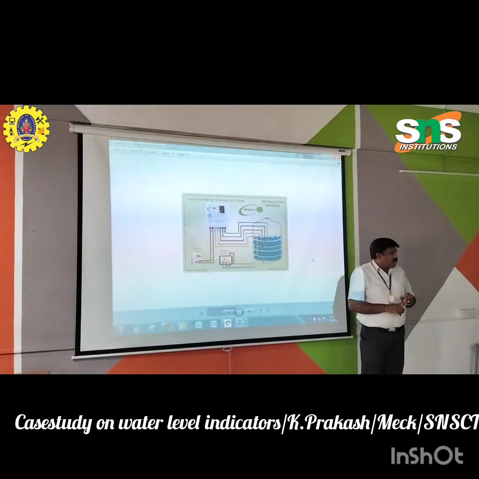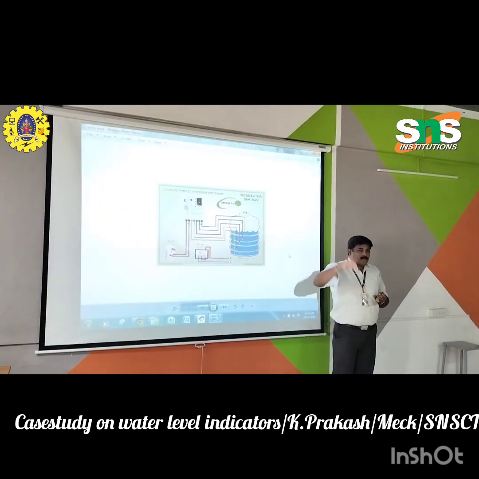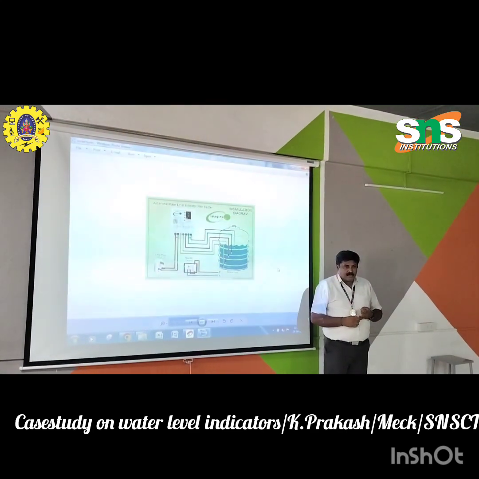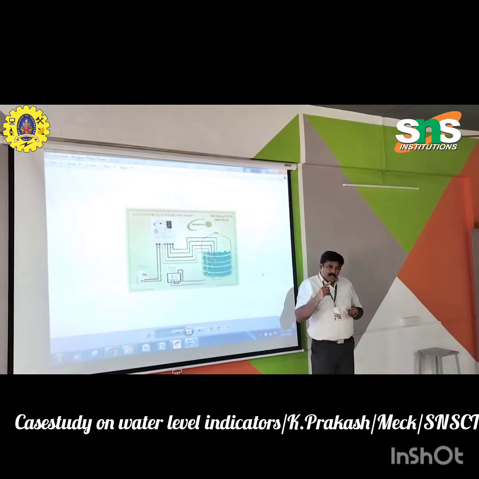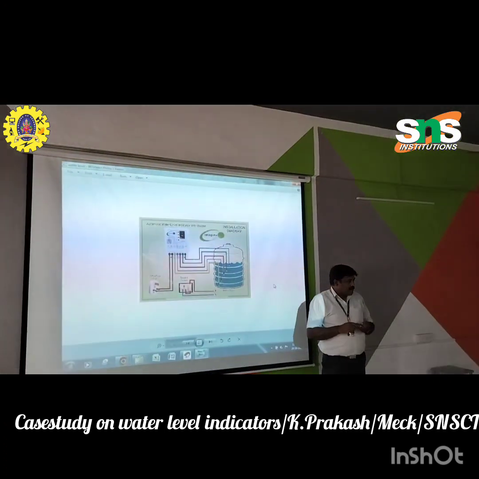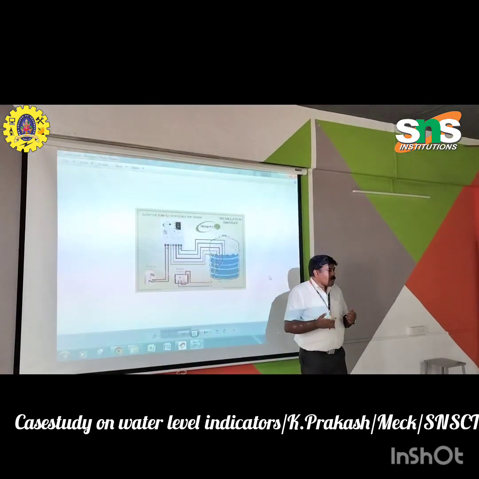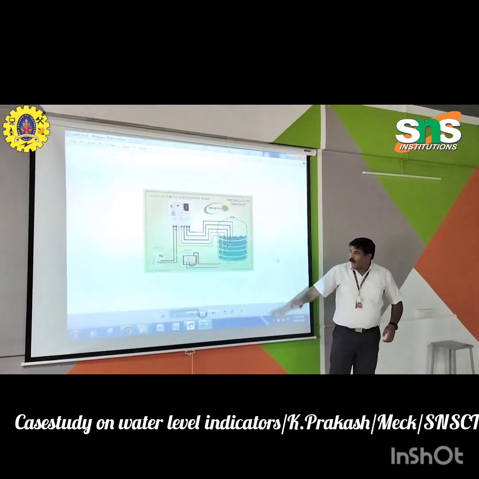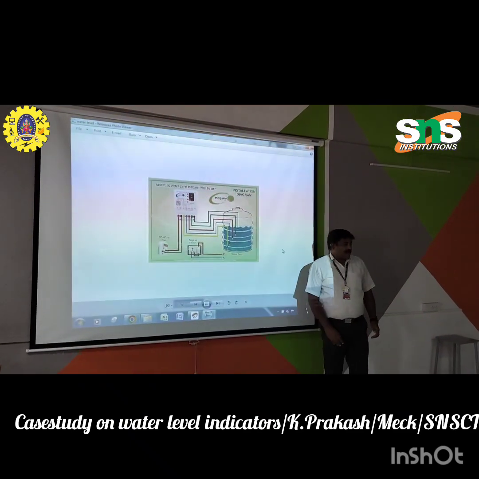If you want to see the water level, you have to go from the bottommost part to the topmost part. That takes time. If it is 10 floors, is it possible to climb up and down every time? These are the empathy parts in real time. How do we overcome this? How do we know the level of the water in the tank?